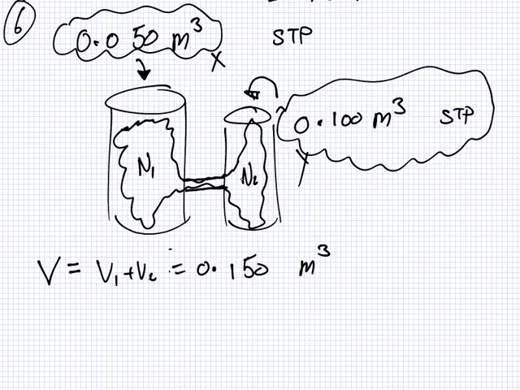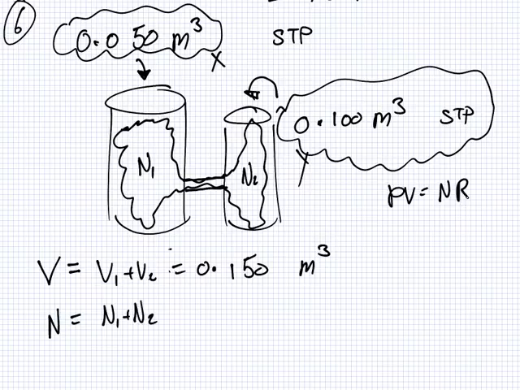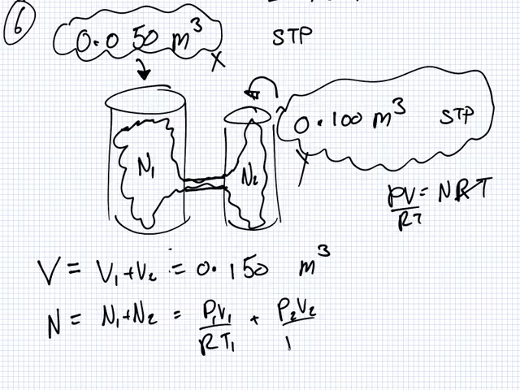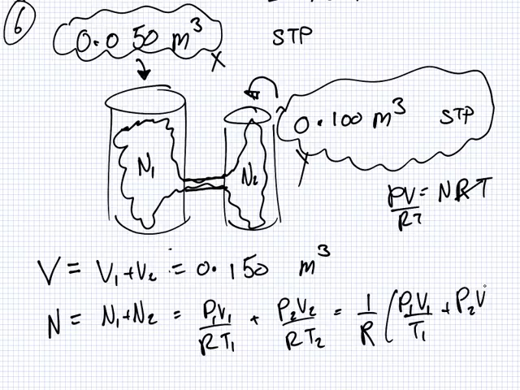But we have been given the standard temperature value, 0 K and 1 atmosphere. So we need to work out the N. The N is N1 plus N2. You have PV equals NRT, so the N is PV over RT. That would be P1V1 over RT1 plus P2V2 over RT2. You can take the R out: 1 over R, P1V1 over T1 plus P2V2 over T2.